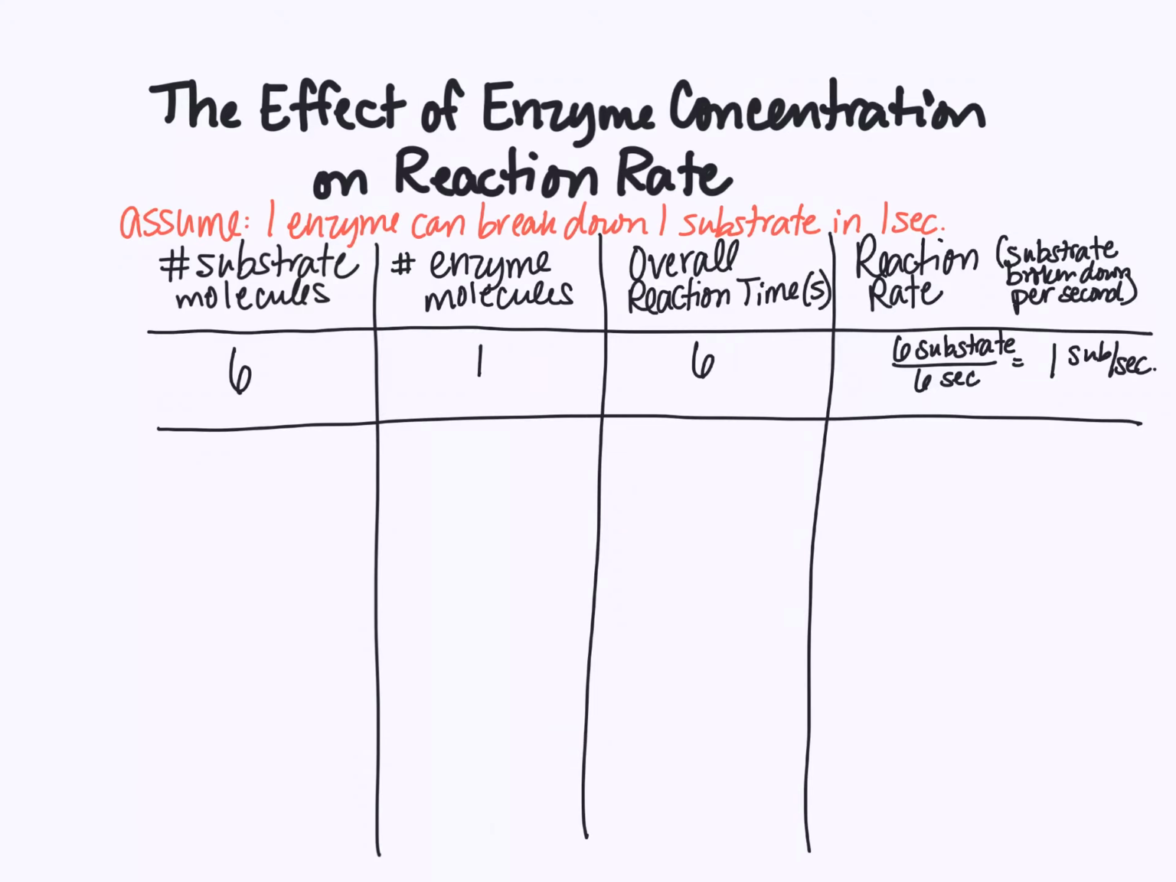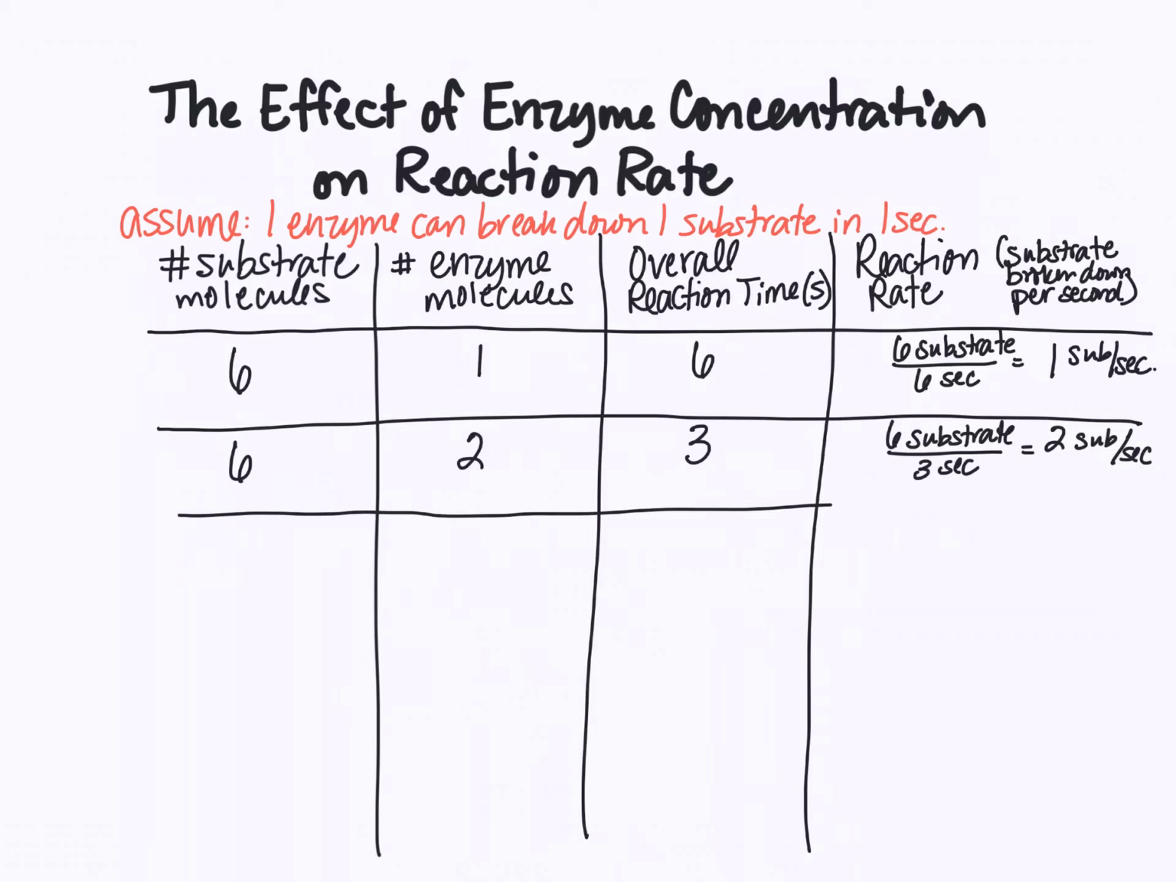Now let's see what happens if we add another enzyme molecule. So let's keep the number of substrate molecules the same. So we still have 6 substrate molecules. But now let's say we have 2 enzyme molecules. Now each of those enzymes can be working at the same time. So while one enzyme is catalyzing one reaction, the other enzyme can be catalyzing the reaction with another substrate. So the overall reaction time would take 3 seconds. So in doing so, we would end up with 6 substrate molecules broken down in 3 seconds, which gives us a rate of 2 substrate molecules per second.